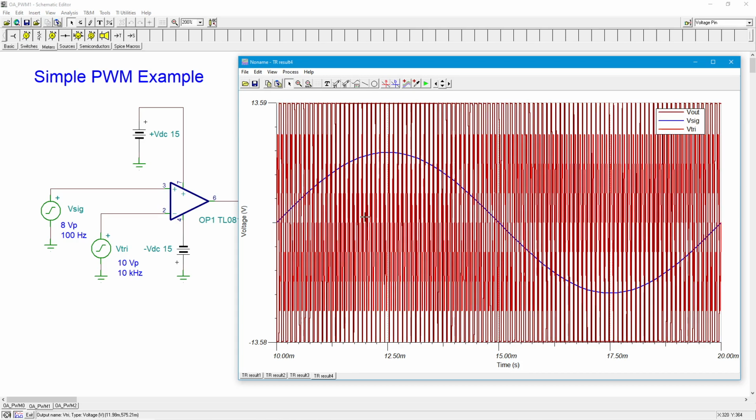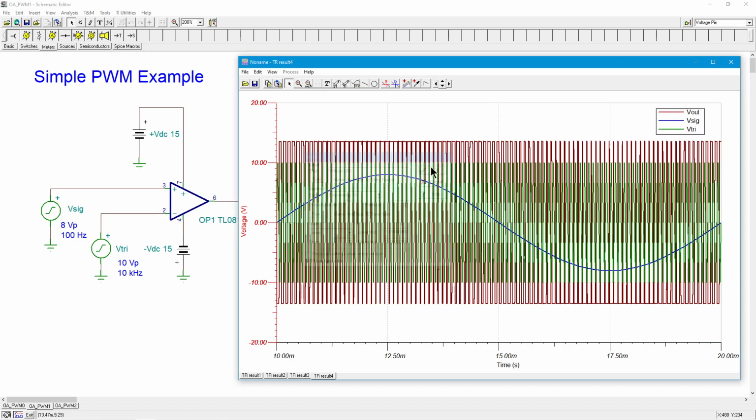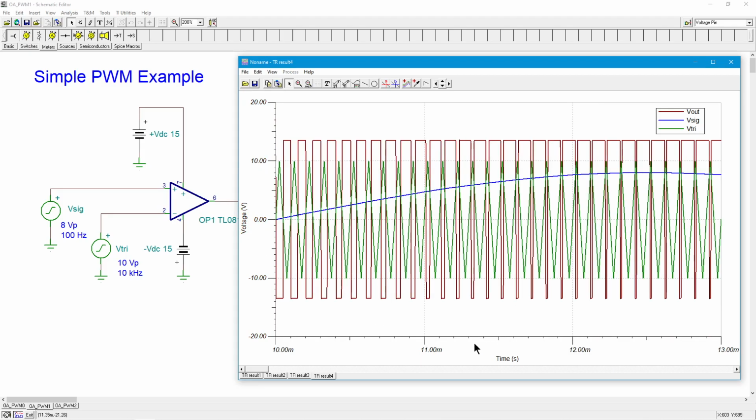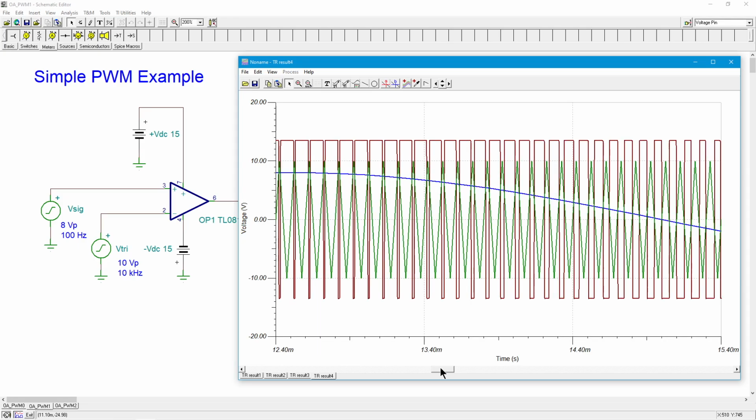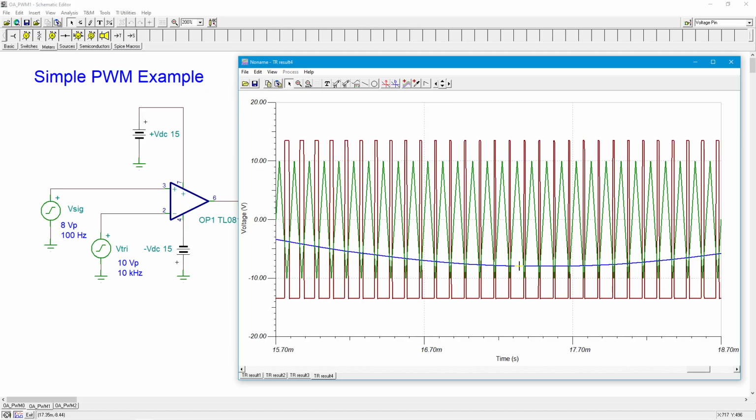So maybe what we'll do is zoom in here again, reset this. Tell you what, let's round the axis scale. There we go. That's a little easier. Let's do another zoom so we can see several cycles. All right, so now if you scroll through this, maybe you can see this a little bit better. See the way it's interacting. The input signal and the triangle wave are interacting to produce this series of pulses. Okay, so far, so good.